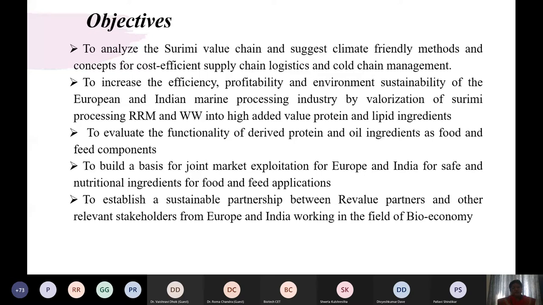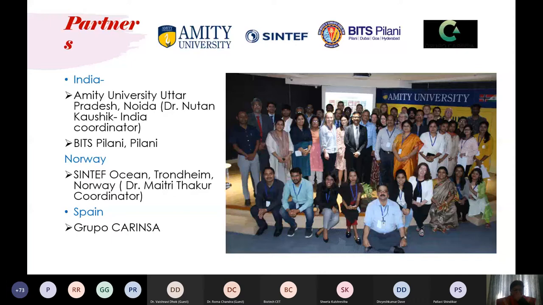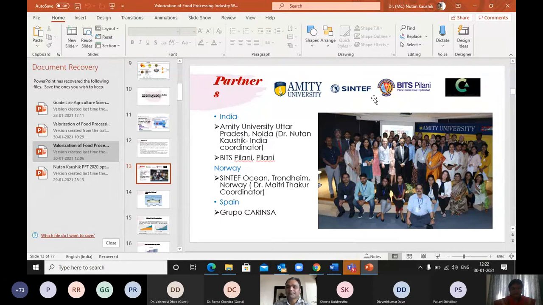To evaluate the functionality of derived protein and oil ingredients as food and feed components, and to build a basis for joint market exploitation for Europe and India for safe and nutritional ingredients for food and feed application. To establish a sustainable partnership between Revalue partners and other relevant European and Indian partners working in the field of bioeconomy. I hope you people have heard the word bioeconomy. How many of you, can you raise your hand? Please, okay. Bioeconomy is clear to you? Yes, ma'am. Okay, good. Fine.